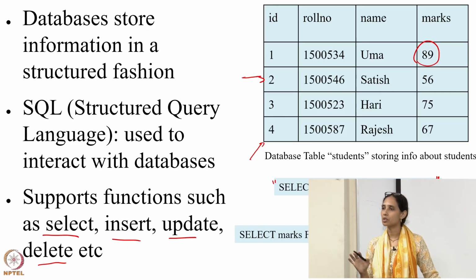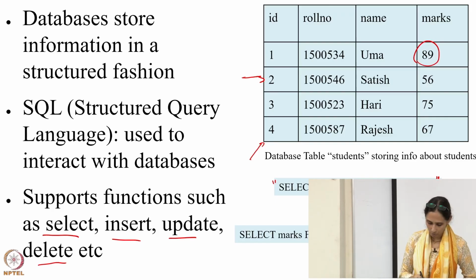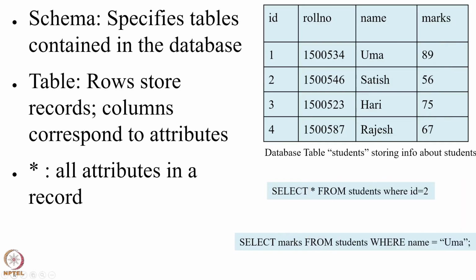This is relevant for SQL injection. So, when we cover that you need to know this background. So, a table has rows, this is called a record, this is a record, these are columns. Columns correspond to attributes. So, that is what it is saying, and star is a wild card which will mean all attributes in the record. So, that is what it is.